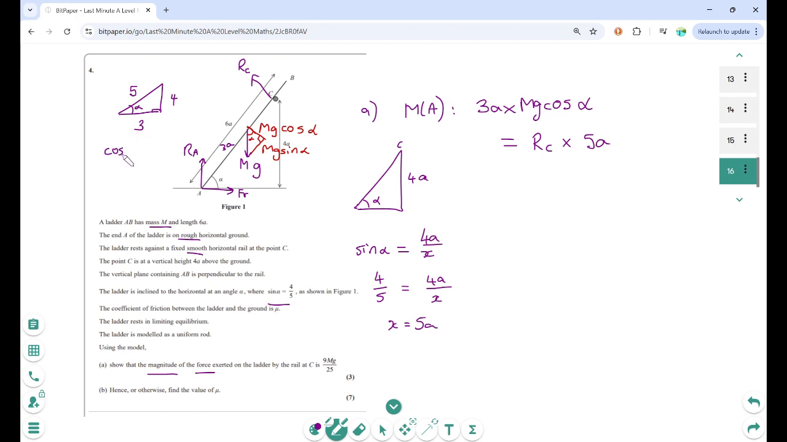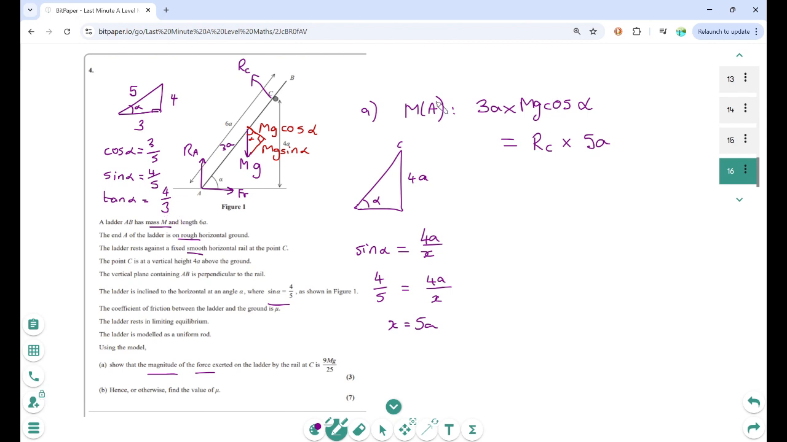So then we can see from this, cos alpha is adjacent over hypotenuse, which is 3/5, and we already know sin alpha is 4/5. And let's put tan there for safekeeping: opposite over adjacent, which is 4/3.